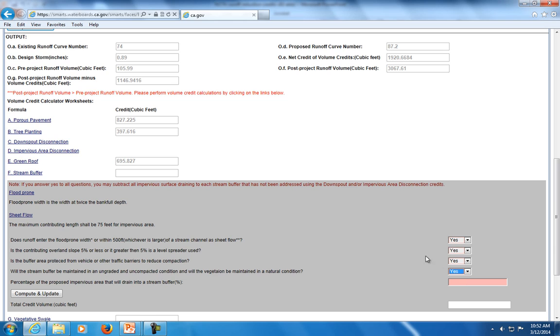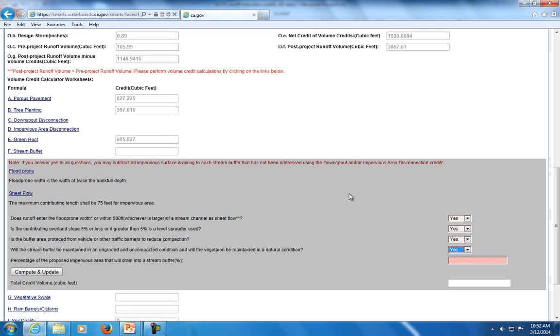And then there's a question about whether it is going to be maintained in an ungraded, uncompacted condition in perpetuity. So this is where we're going to select yes, and you basically want to have some kind of proof that you're going to be able to do that. That would probably be in some kind of covenant or easement, to demonstrate that it is going to be maintained in an ungraded, uncompacted condition in perpetuity. That's important to select yes if we're going to take the credit. You basically have to select yes to all the questions to be able to take this credit.